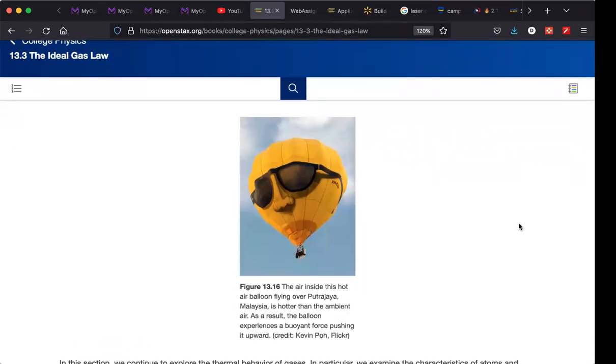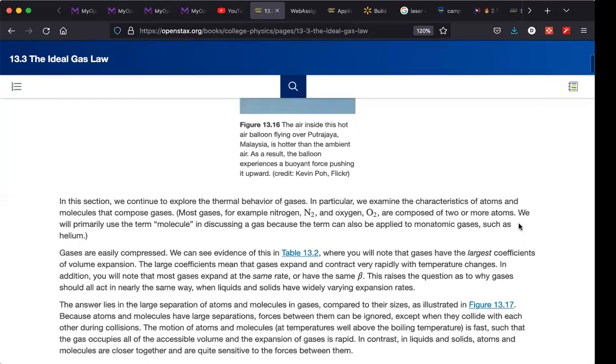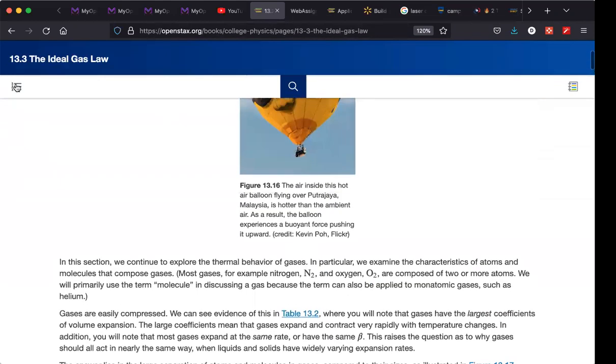That takes us to the ideal gas law. Let's see, how many sections do we have here?